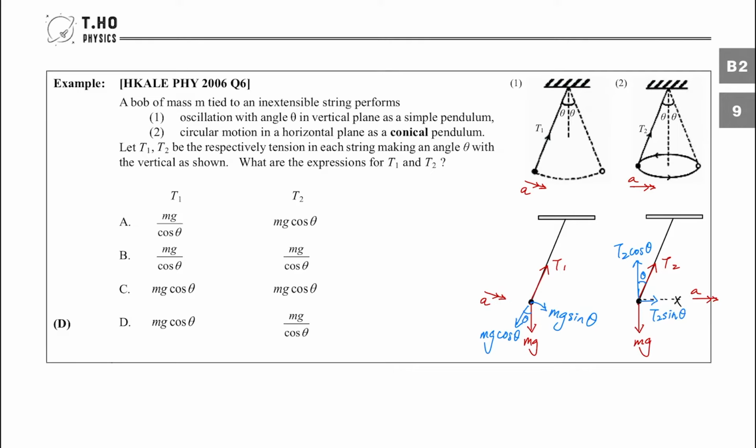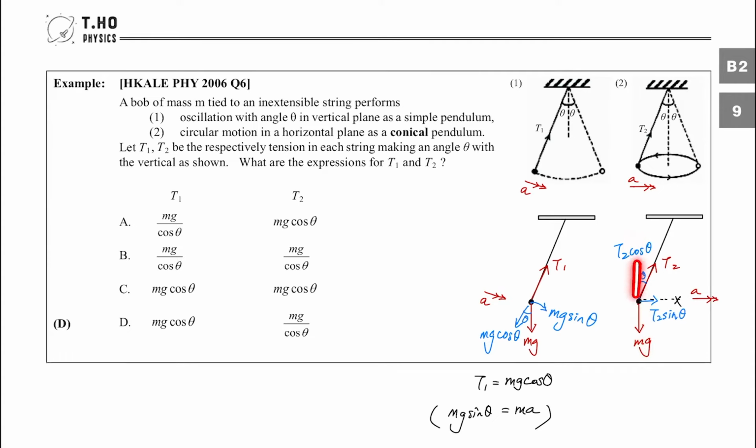So now we are trying to make some equations. So let's look at T1 on the left hand side. Because we have resolved the mg, we can write down T1 equals mg cosine theta by considering this and this. Of course, you can consider this direction and write down mg sine theta would give rise to the acceleration, but that is not useful in this situation.